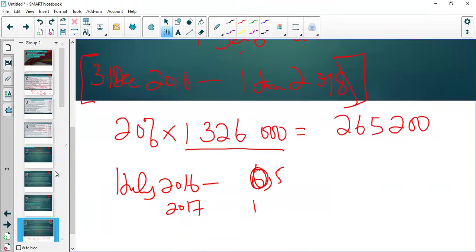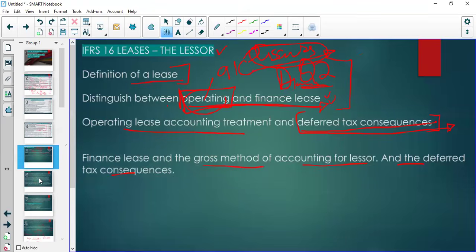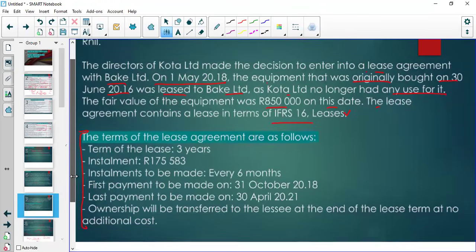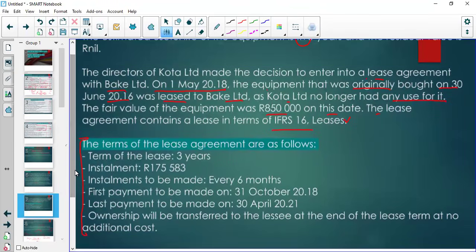And then it was sold, so they entered into a lease agreement. So that's the selling. On what date? On 1 May. So when was the asset made available? It was made available on the 1st of May, so that looks like 4 months: January, February, March, April.